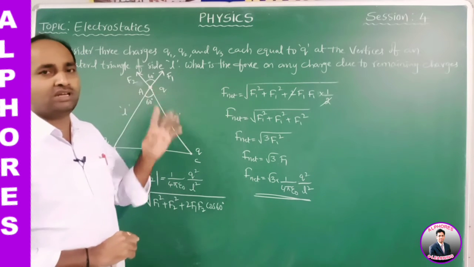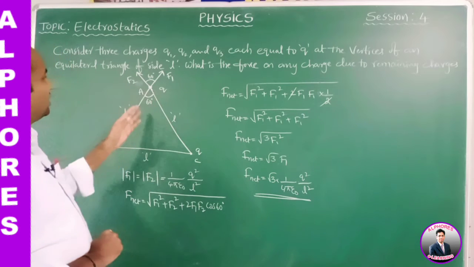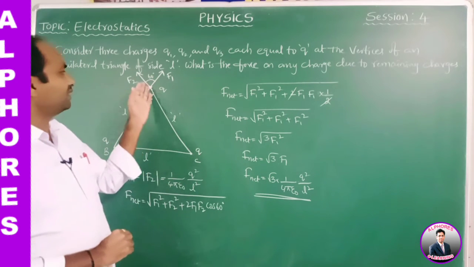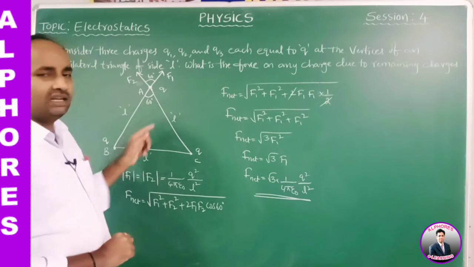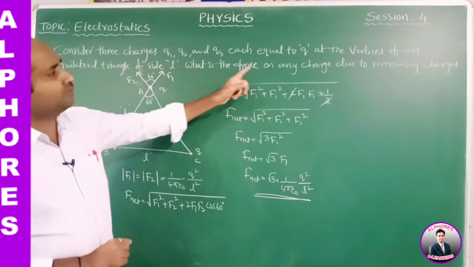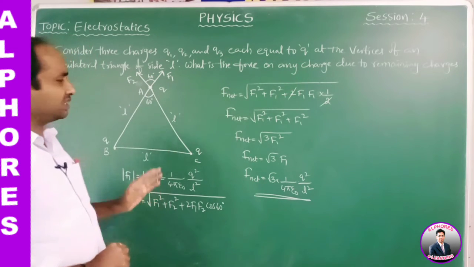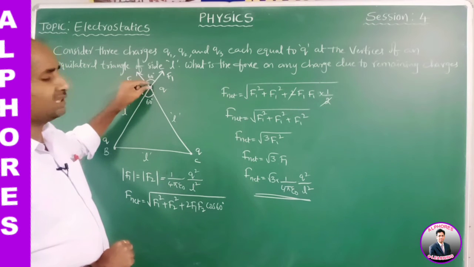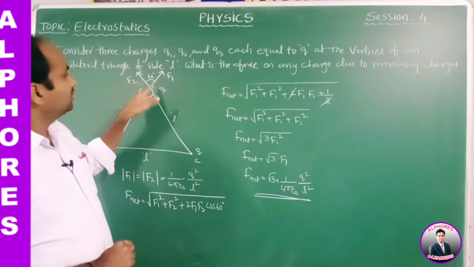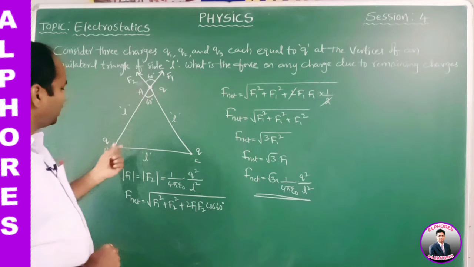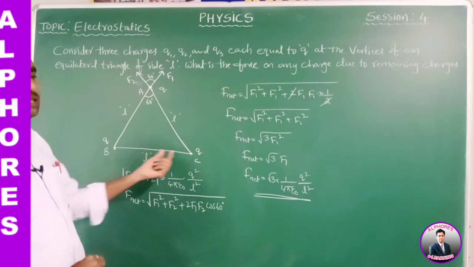In the first problem we took 4 charges, but here 3 charges are kept at the vertices of an equilateral triangle of side L. We are calculating the net force on any charge due to the remaining charges. Here we are calculating the net force on the charge Q kept at the point A by the remaining charges kept at B and C.